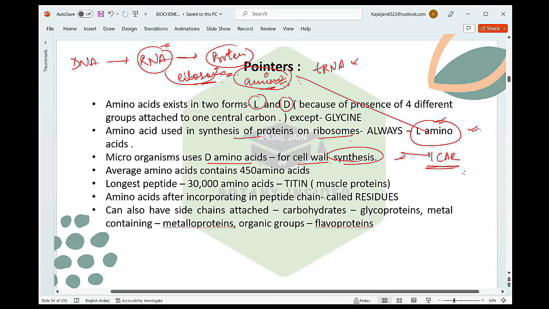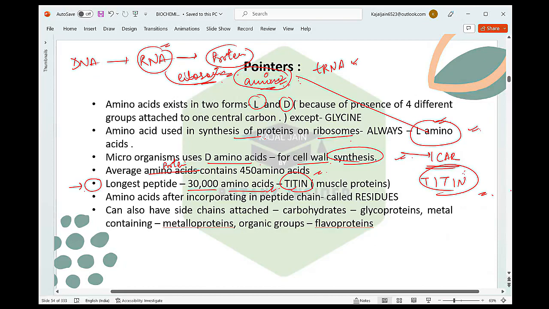The average protein structure contains approximately 450 amino acids. If you look at the longest peptide which is there in nature, it is made up of 30,000 amino acids, known as TITIN. It is a muscle protein, and in it a peptide is found which is made up of 30,000 amino acids.